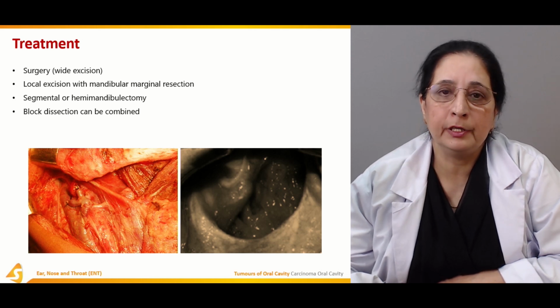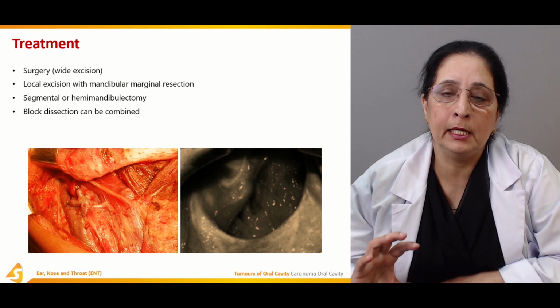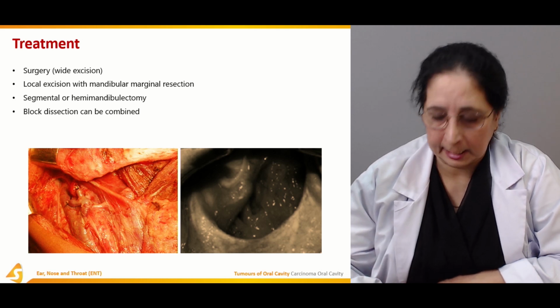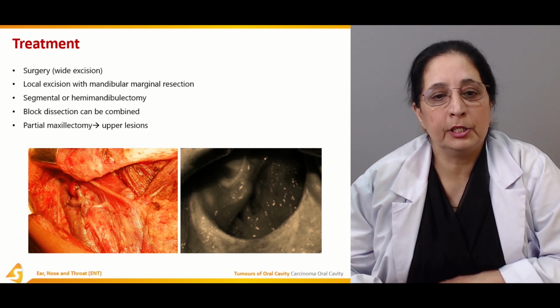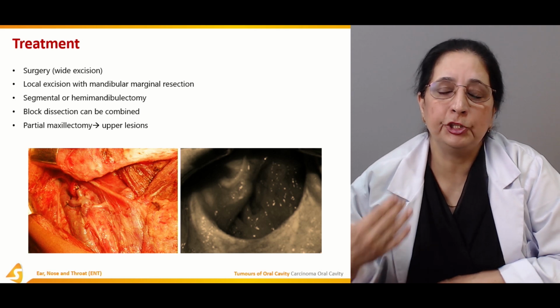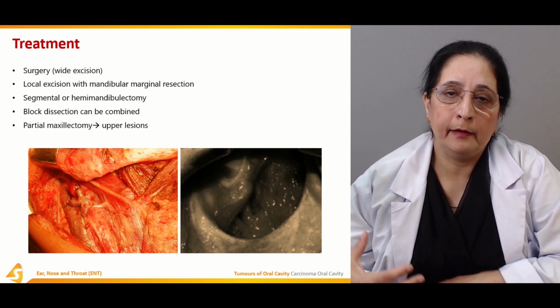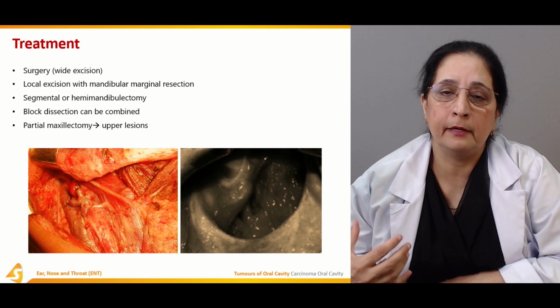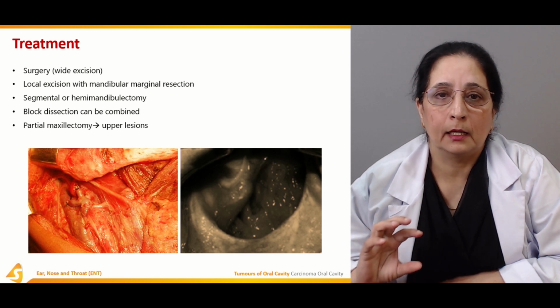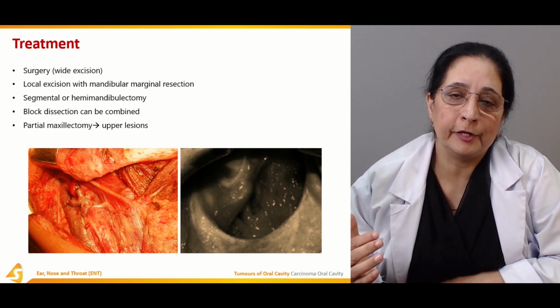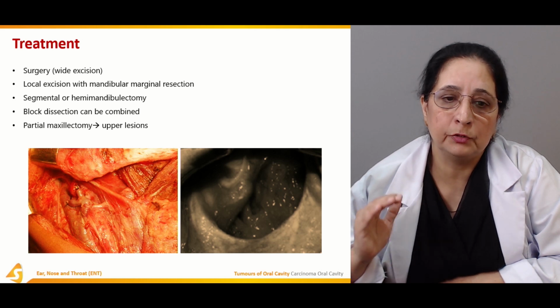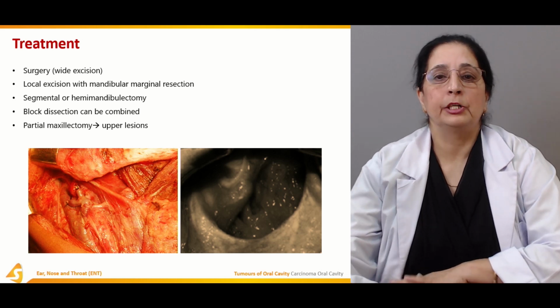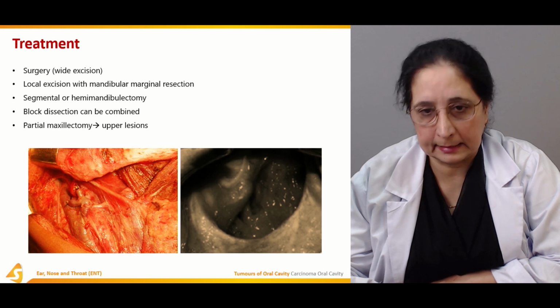Block dissection can be combined with the hemimandibulectomy. Partial maxillectomy: if the lesions are in the upper area, or upper gums or upper alveolar ridges are involved, then we should do the maxillectomy, partial removal of the maxilla.